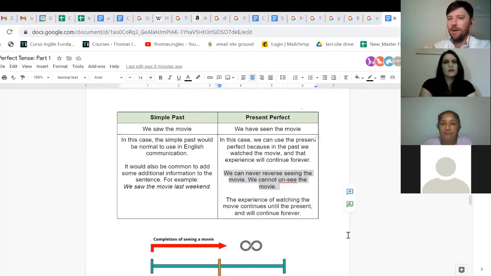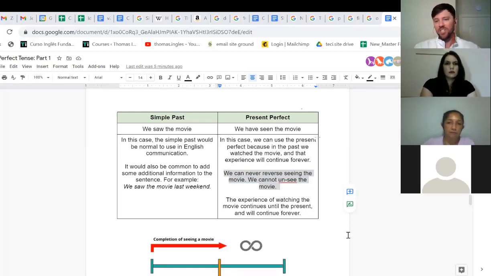mais um exemplo, mas se você acha nesse ponto, é verdade. Se você fala, I have eaten at that restaurant, for example. I have eaten at that restaurant. You can also say, I ate at that restaurant. Você pode usar o simple past ou o present perfect. E você pode usar o present perfect because you cannot go back in time and reverse something.